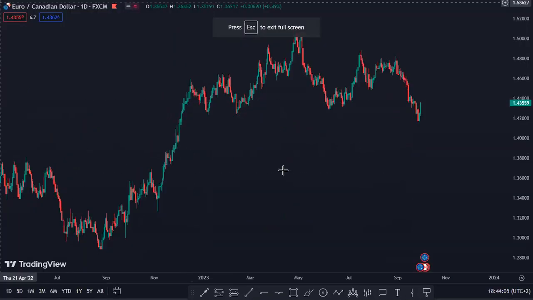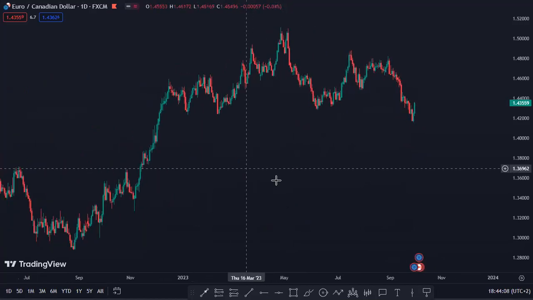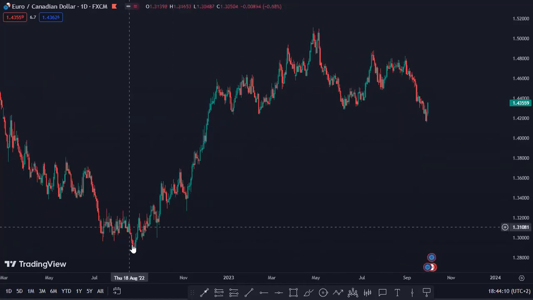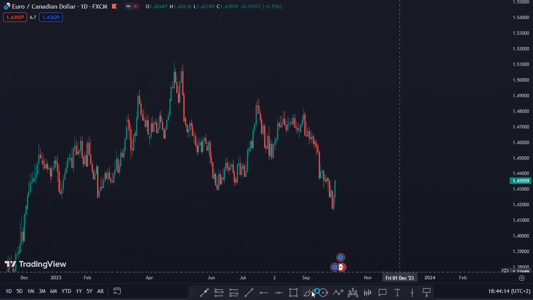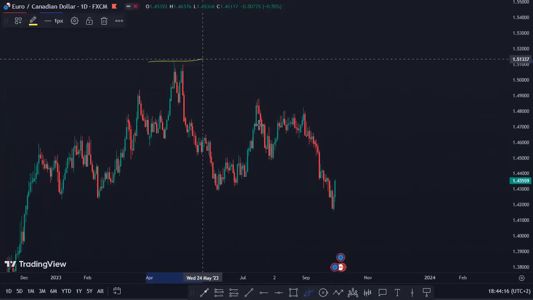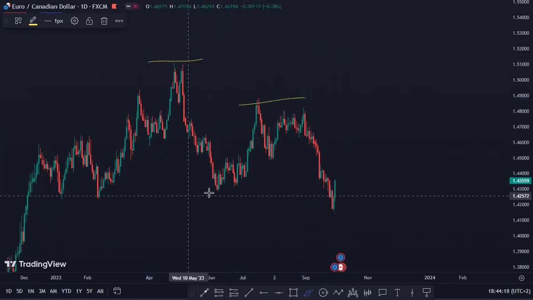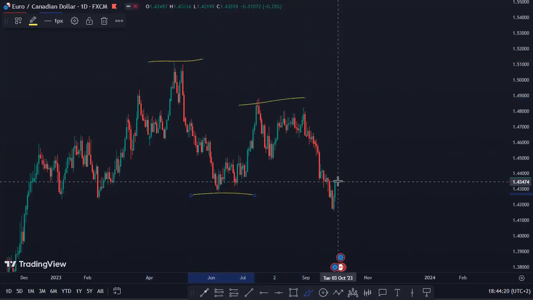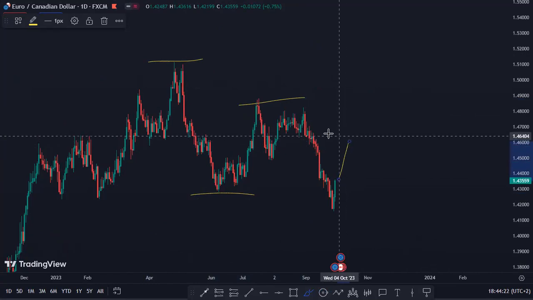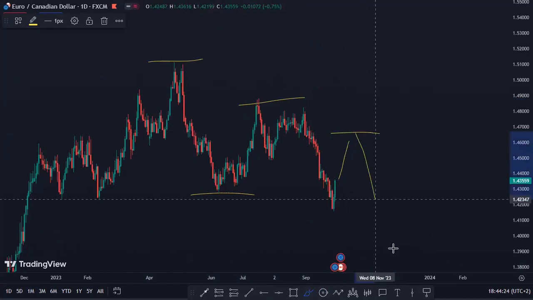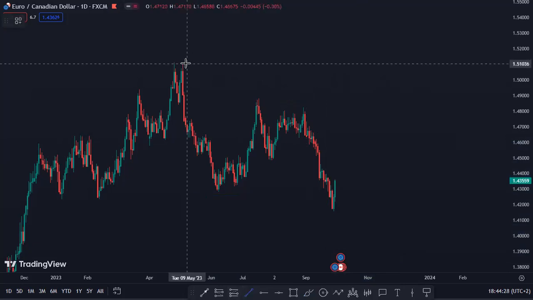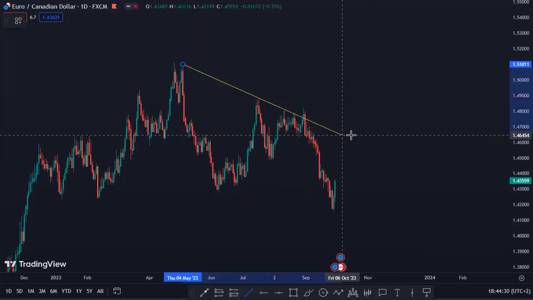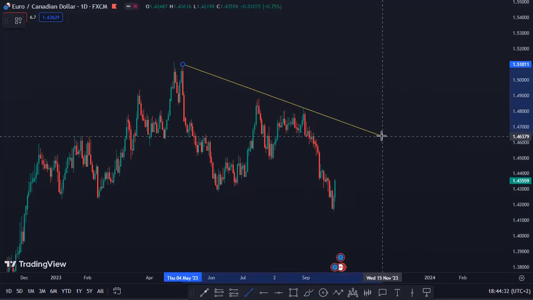So this is EURCAD, guys. You can see that it was moving in an uptrend, but now you can see we have a high, then a lower high, then a lower low, and obviously now price might come here to create a lower high before it actually starts to sell. So overall speaking, guys, the market is in a downtrend here, right?